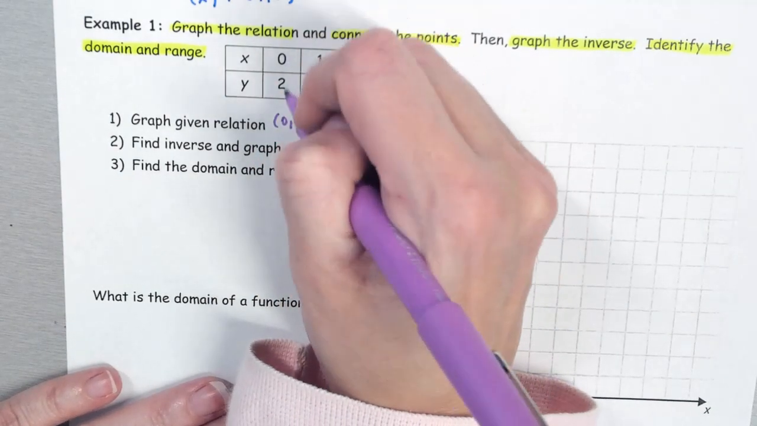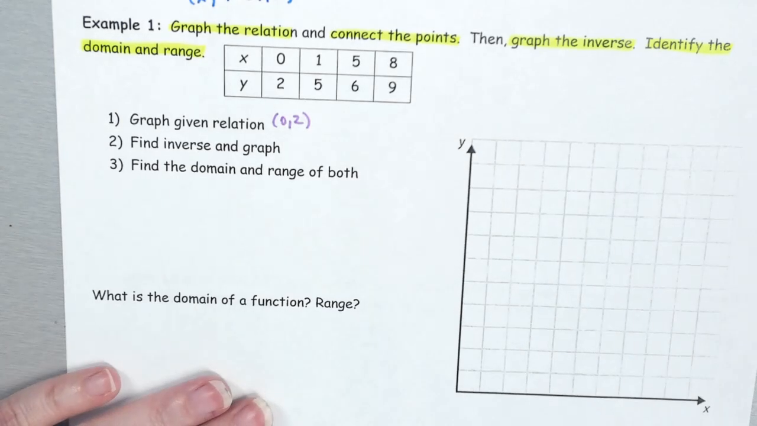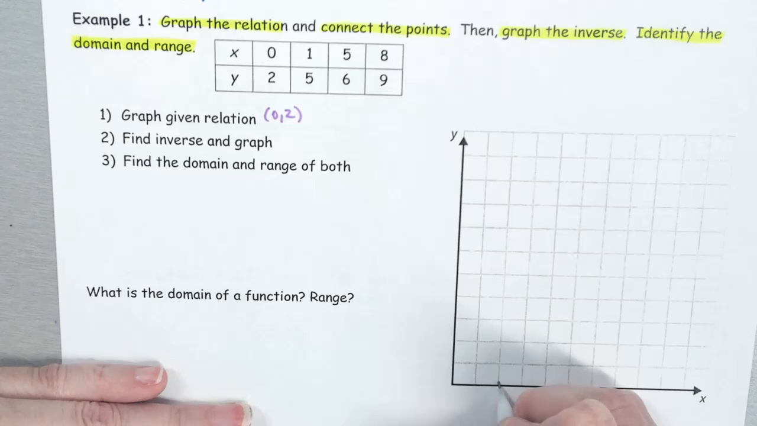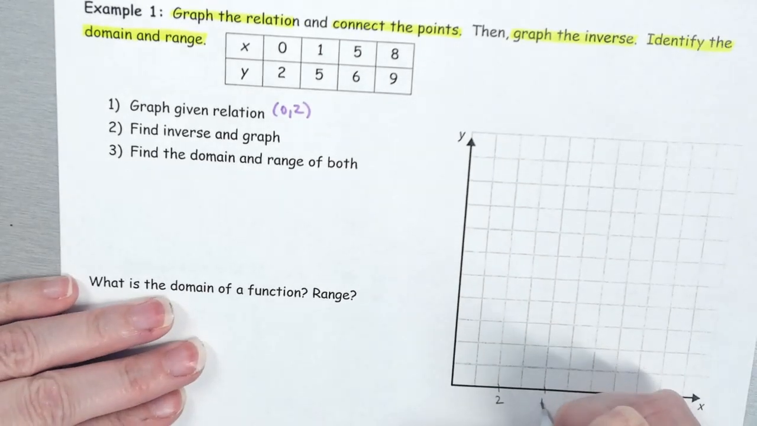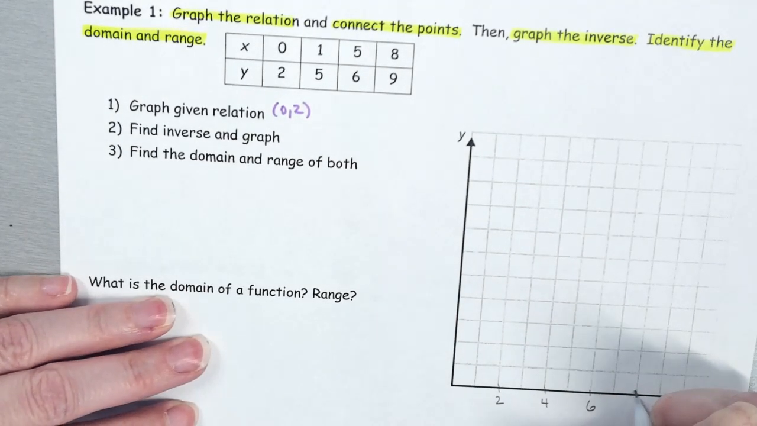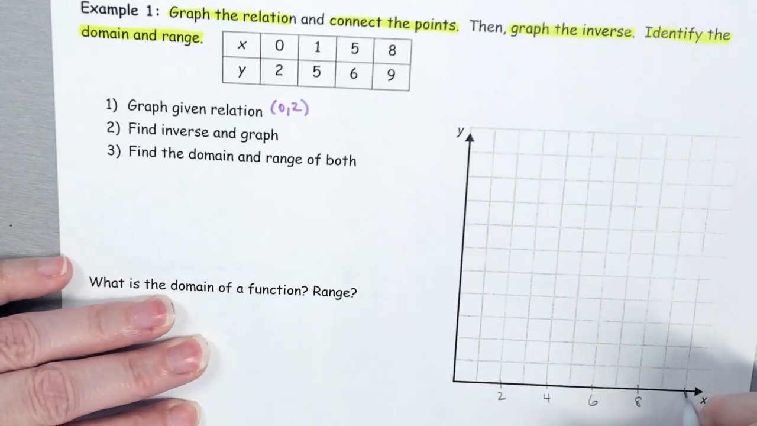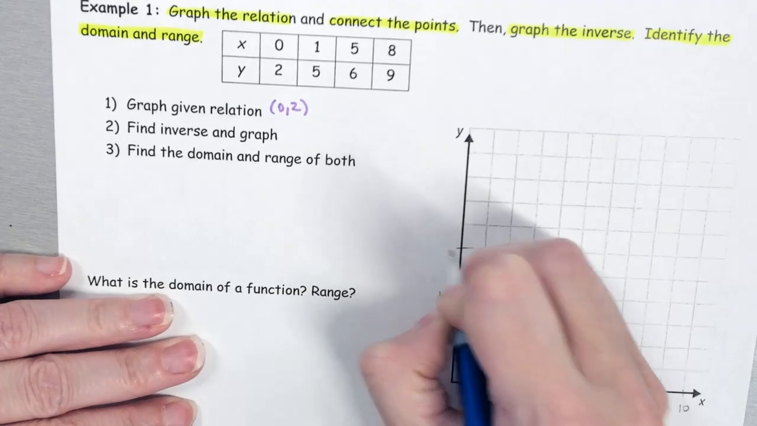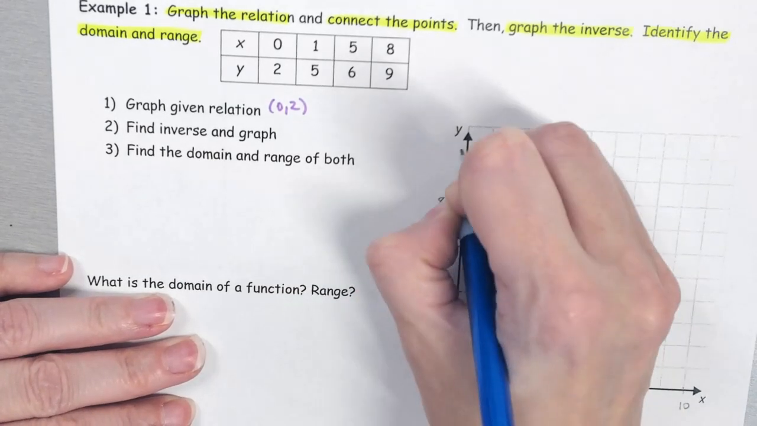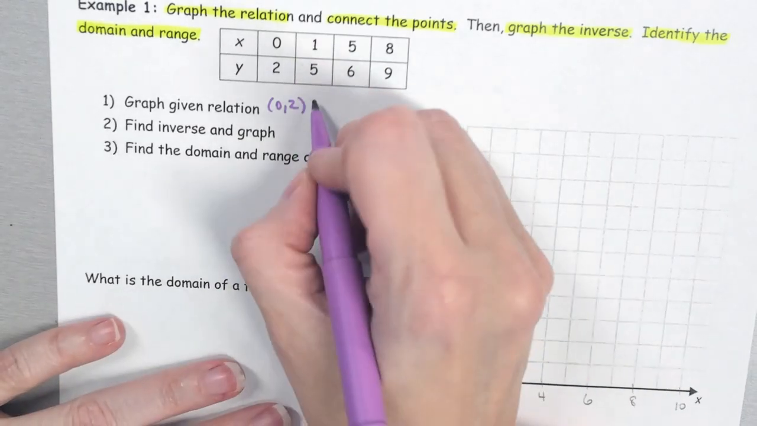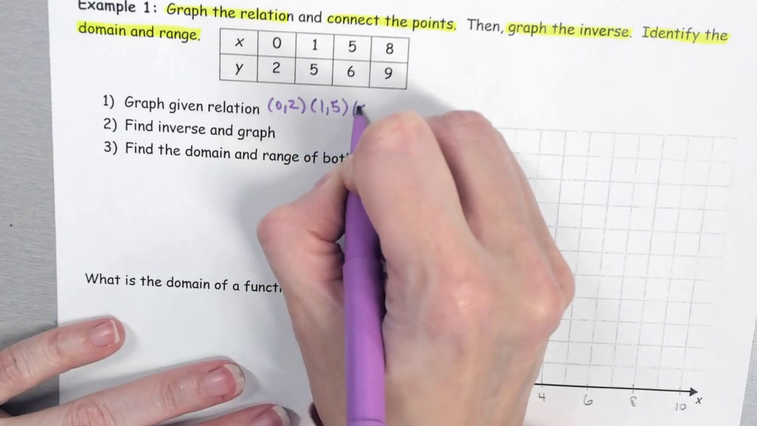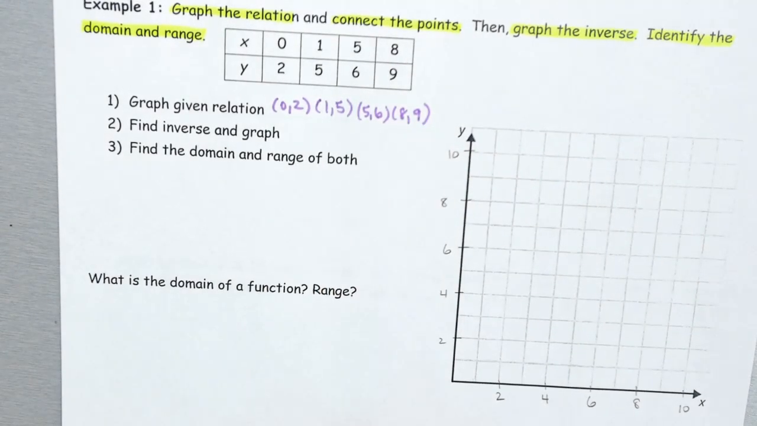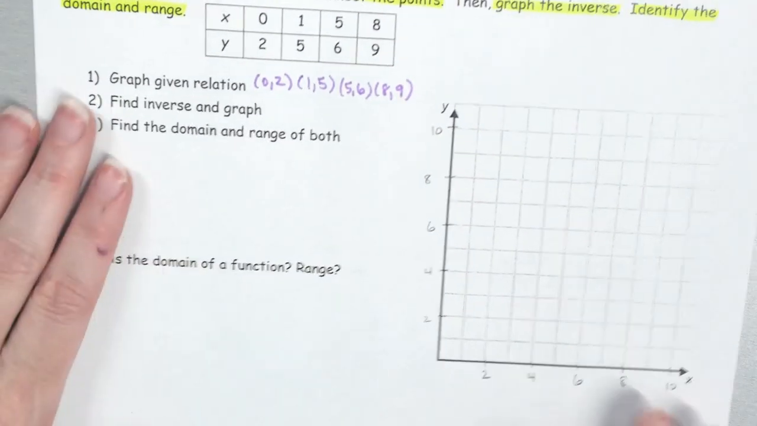It has to be an x and a y. Okay, can you guys write the rest of the points on there? Okay, so then we should have 1, 5, and 5, 6, and 8, 9. And it says we're going to graph the relation and connect the points. So let's go ahead and do that.